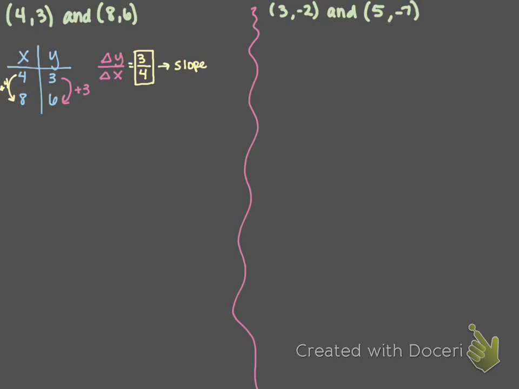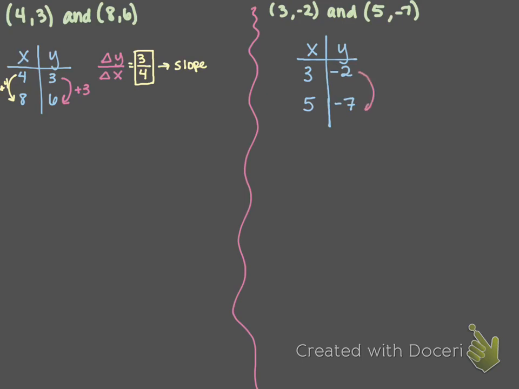For our next problem, we can do the same exact thing. We have 2 coordinate points, so we can go ahead and set up an xy table with our coordinate points to help us solve for the slope. So our first coordinate point, the x value is 3, the y value is -2. Our second coordinate point, the x value is 5, the y value is -7. And then we need to figure out the change in y over the change of x.